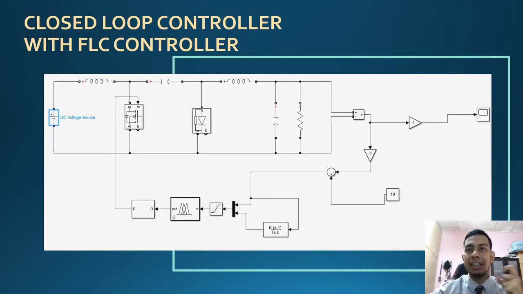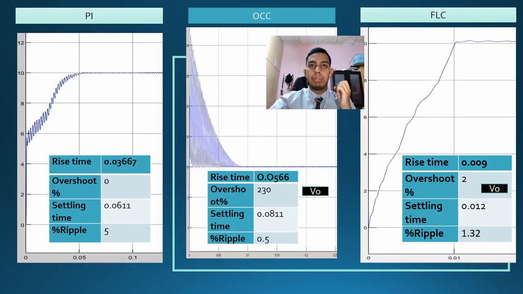For the FLC controller, fuzzification, rule-based, and defuzzification are the three main components of the fuzzy logic controller. The error and the change of error enter the FLC block to compensate the error before entering the MOSFET for completing the cycle. So, from the output voltage of the three controllers, the best value for overshoot is the PI controller.